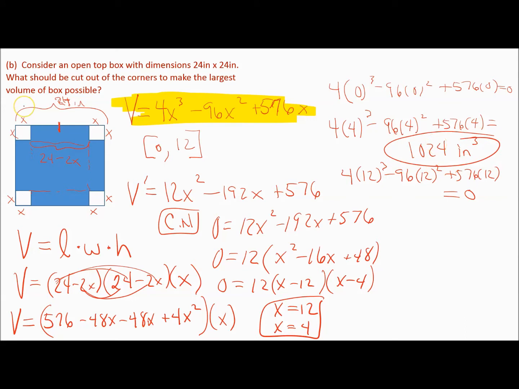Now, go back and read the question when you finish. It said, what should be cut out of the corners to make the largest volume of box possible? And that would be our x answer. So we need 4 centimeters cut out of the corners. And that answers the question. Neat problem, don't you think?